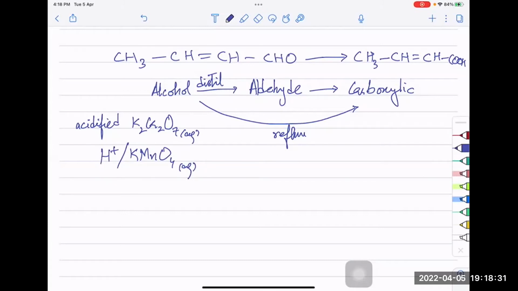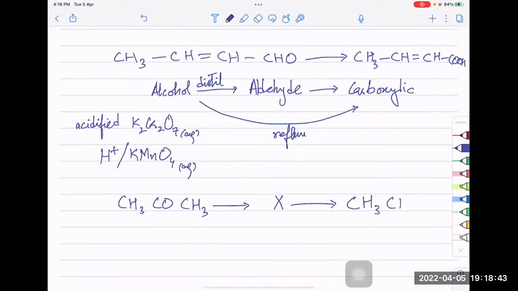Okay, here's another question. What happened here? Sir, in between a halide has formed. Halide formed. How do you make a ketone convert to a halide? It's hard to do.